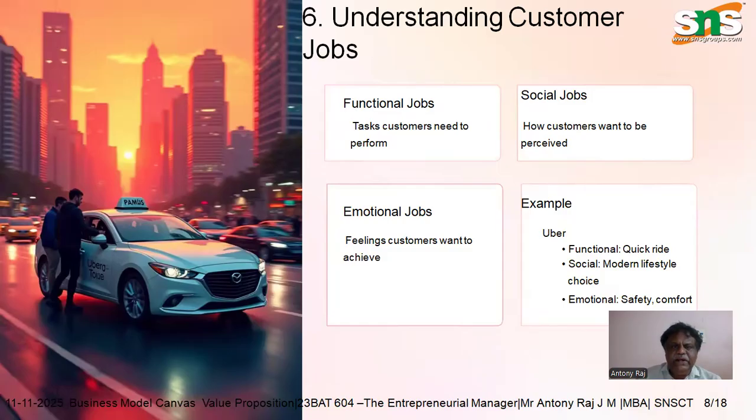Understanding the customer is the first step in a value proposition. We need to understand the customer. So first we need to understand what does the customer really do? What does the customer need to perform? That is the functional job. Second is the social one. How does the customer want to be perceived by using a product or a service? And third is emotional jobs, the feelings customers want to achieve. For example, if you talk about Uber, the functional job is the quick ride. The social one is the modern lifestyle choice. And the emotional one is safety and comfort.